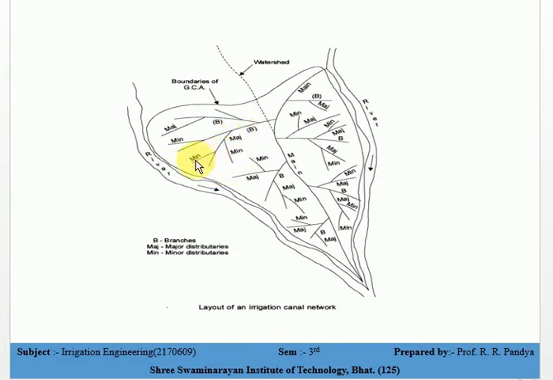See here, this is the main canal. This is a major distributary, here and here. Major distributaries are connected to the minor distributaries. This is how our schematic canal system will work onto the field, right? You can see the boundary of the gross command area where you want to irrigate. So hope you can understand these major and minor distributary canals, right?